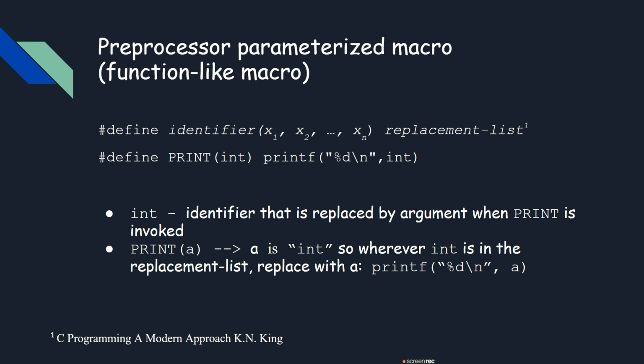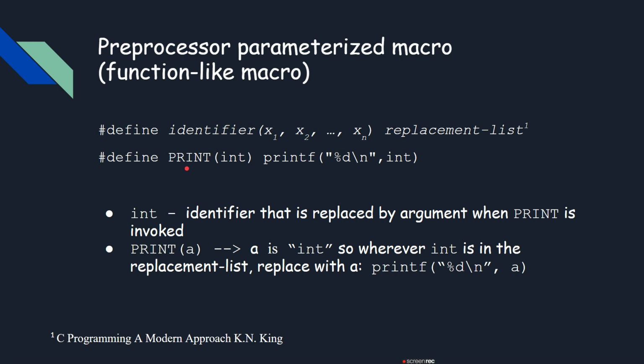So jumping into the preprocessor parameterized macro, which is sometimes known as a function-like macro. Here we have a definition of what the parameterized macro is. We have the #define preprocessor directive, followed by the identifier or the name of the macro, followed by a list of arguments, x sub 1, x sub 2, all the way to x sub n, white space, and then a replacement list, which consists of tokens that will go ahead and replace the identifier when invoked.